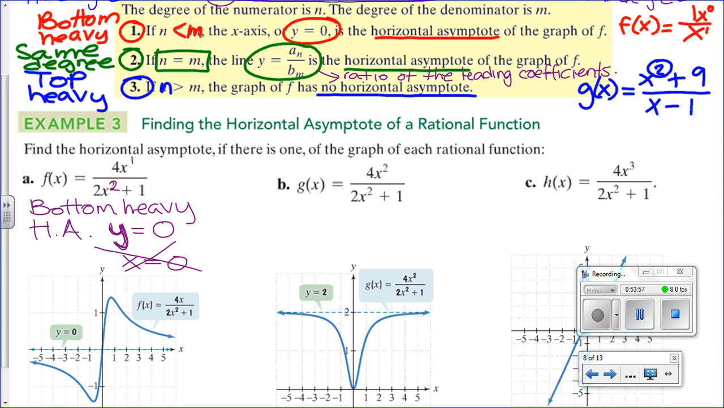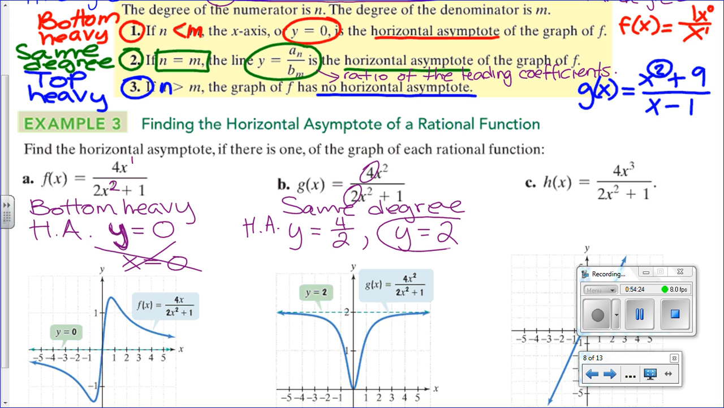Okay, next problem. Is that bottom heavy, top heavy, same degree? Same degree. So because it is same degree, what do we need to do? We get the ratio of the leading coefficients. So the horizontal asymptote will be y equals 4 divided by 2. So it will be y equals 2. And you can see that picture here.